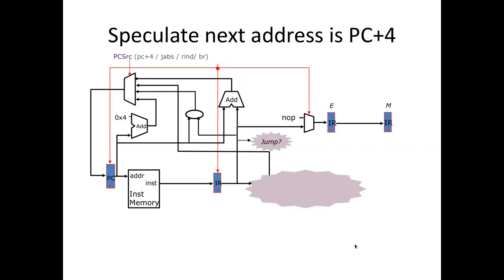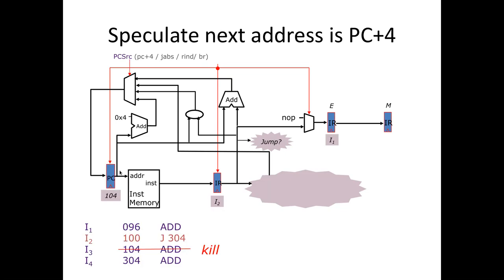So let's just assume that it's always going to be plus four, and if it's not, then we can fix it. This is basically showing us that we have our program counter. We always do a plus four add and then loop it back around to be put back into the program counter. If we ever guess wrong, if it's not just plus four, then we'll have to kill whatever's currently in the pipeline.